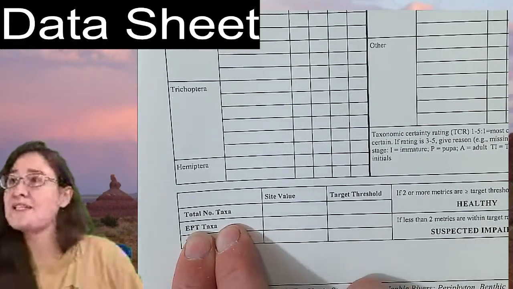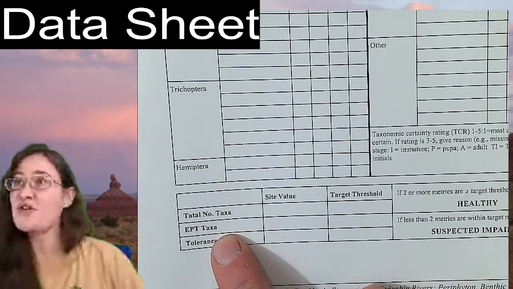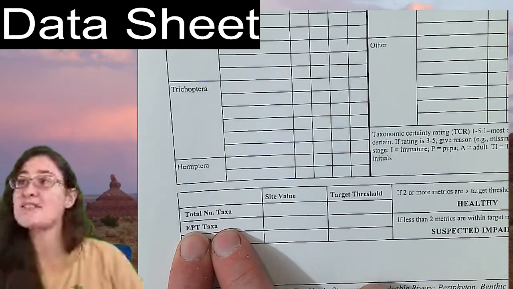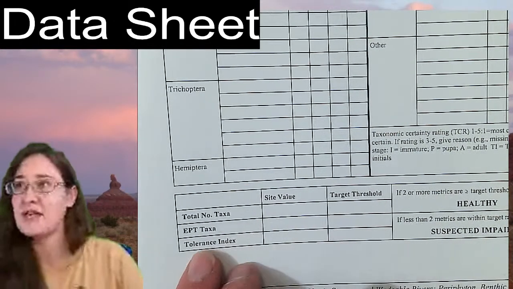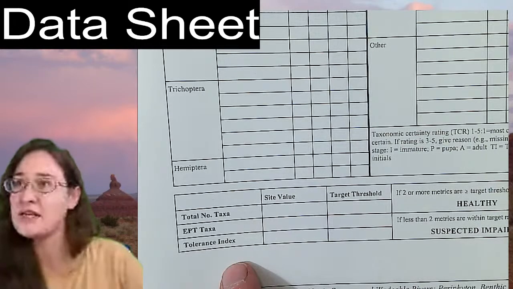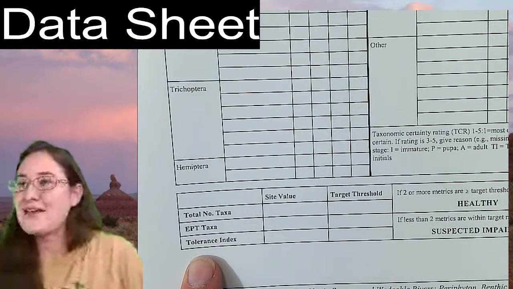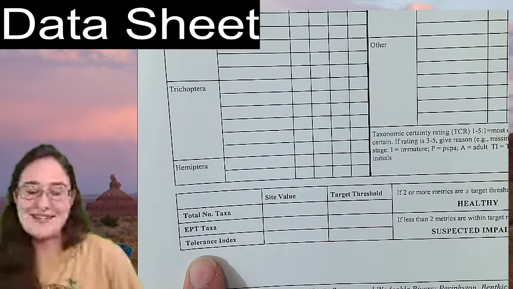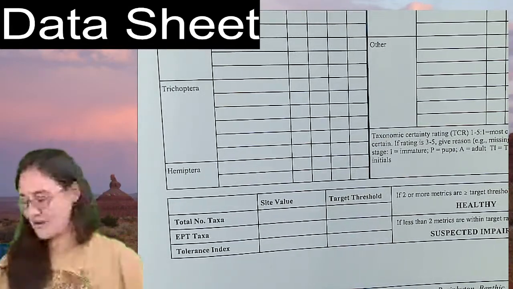Your EPT taxa, that is how many mayflies, stoneflies, and caddisflies, how many different types you have found. You can give yourself a number, and if that's going up, you can say that your water quality is likely increasing. And then we have what we call the tolerance index. And the tolerance index is a whole other calculation. So let's go into it.